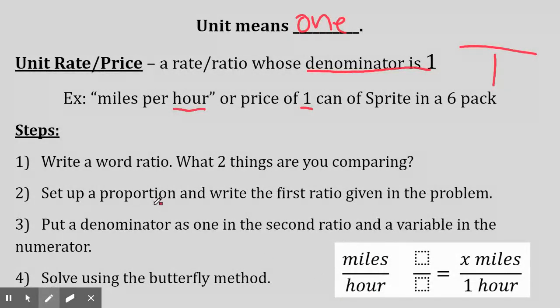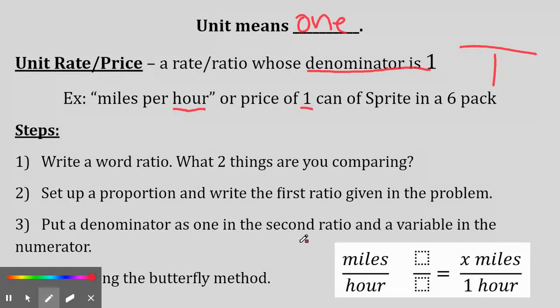Step 2, set up a proportion and write the first ratio given in the problem. So I would write what I know. All right, here's where it's a little different. Step 3, put a denominator as 1 in the second ratio. So instead of filling out what else I know, if it's asking for unit rate, unit price, I know that the denominator automatically needs to be 1. And then whatever's on top is what I am looking for. So the variable would go here.